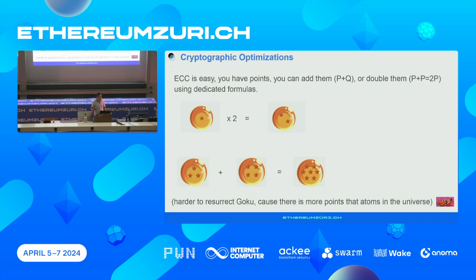As I said, basically ECC is easy. You have points. What you can do with them is add them and double them. The only thing is that the scalar field is huge, and there are a lot of points.